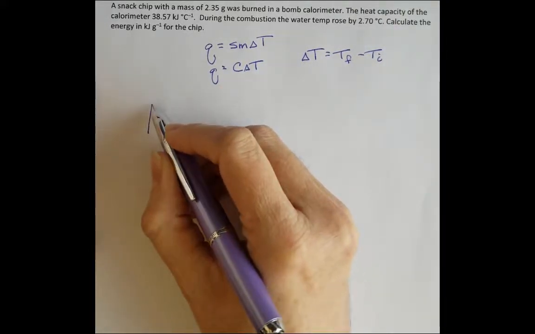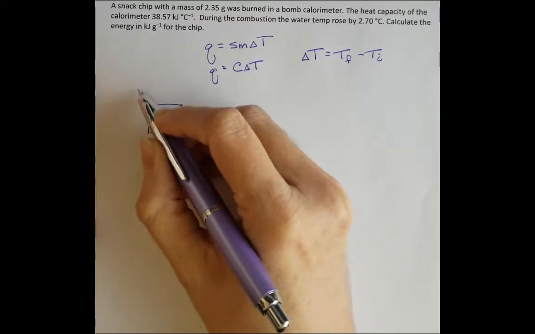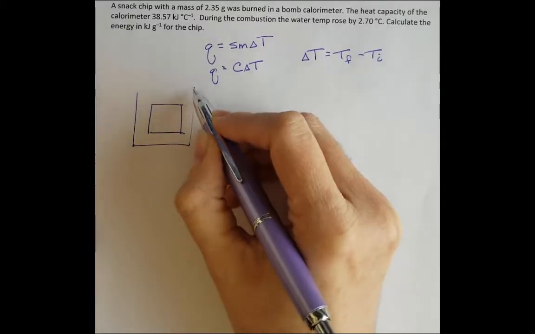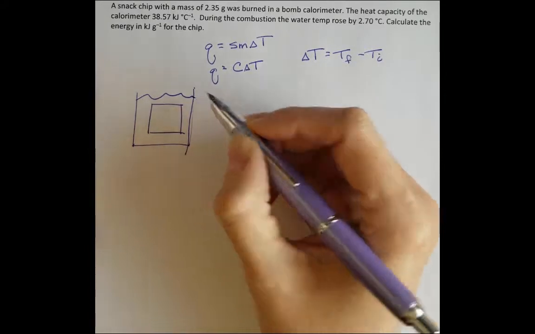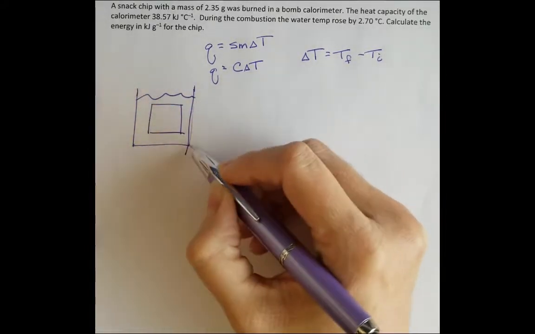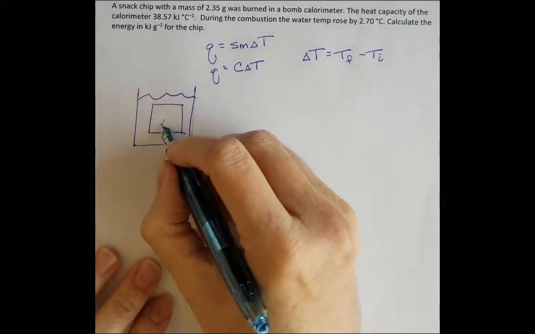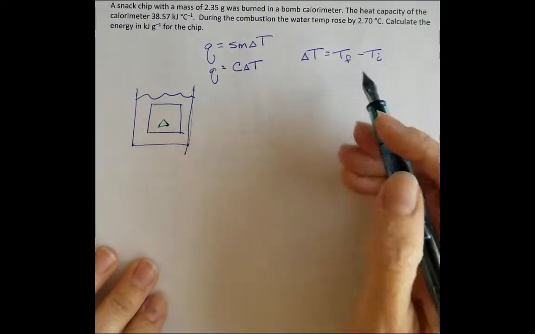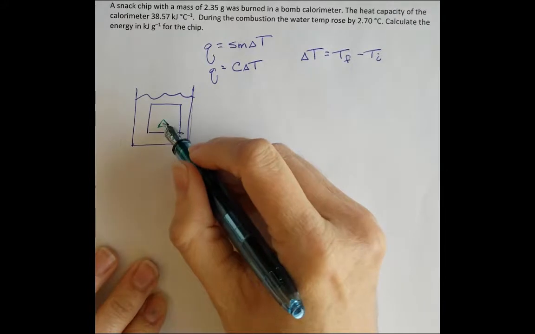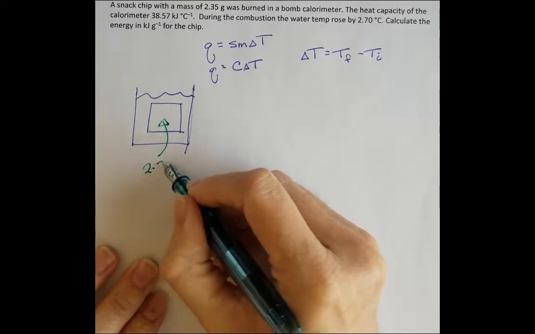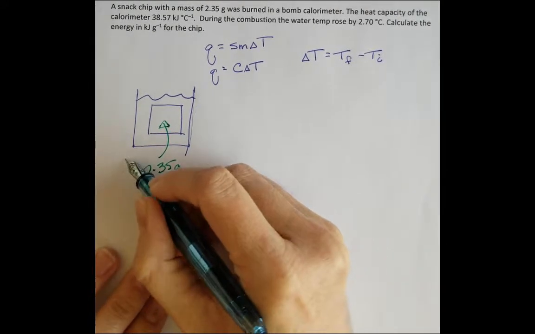A bomb calorimeter basically is a metal box in a whole bunch of water. So all of this stuff is my bomb calorimeter. And then somewhere in all of that, there's a snack chip. That could be my chip. And I know that my chip is 2.35 grams.